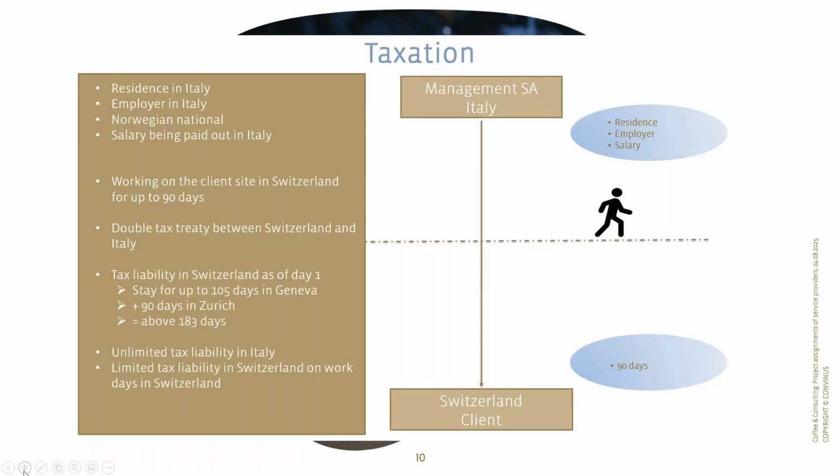Based on the fact that we have a double tax treaty between Switzerland and Italy, there's definitely no double taxation. However, because he is staying over those 183 days in Switzerland, there will be a limited tax liability which has to be considered. Which is also quite clear because he keeps his residence in Italy, there is no change of that. Therefore, the unlimited tax liability, meaning the tax liability for his worldwide income and assets, remains in Italy.